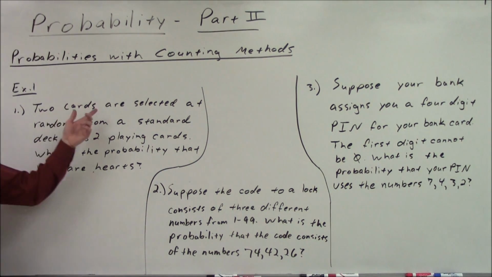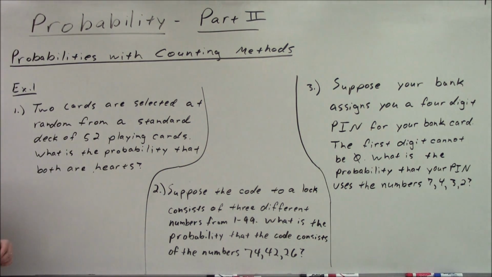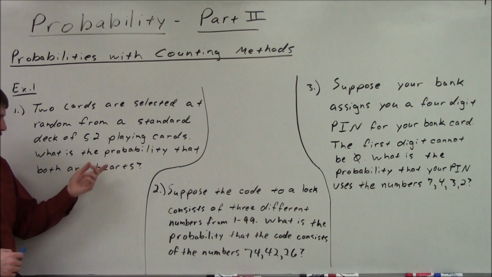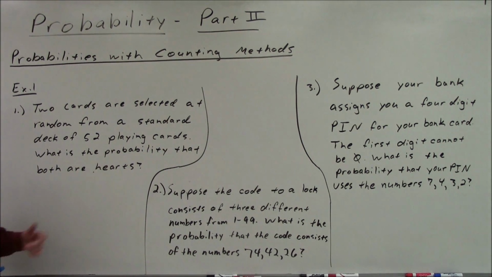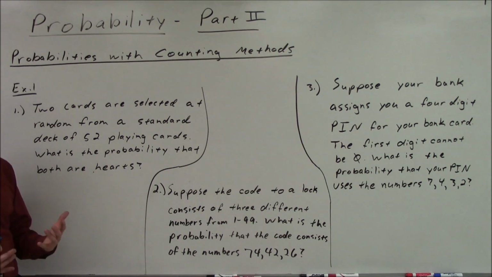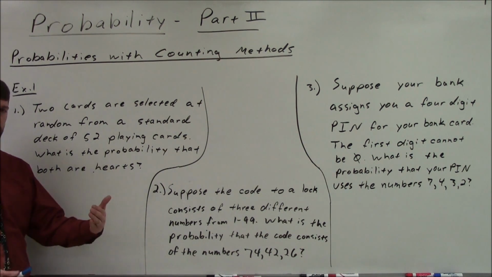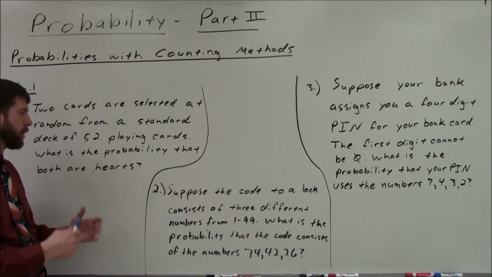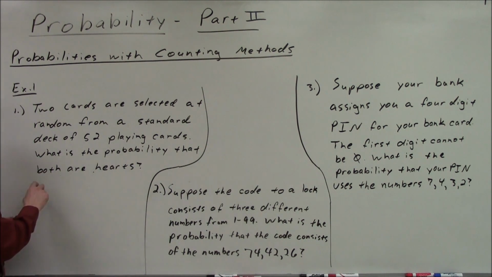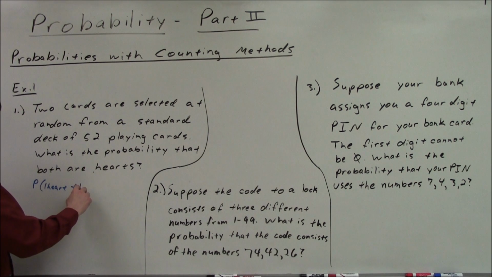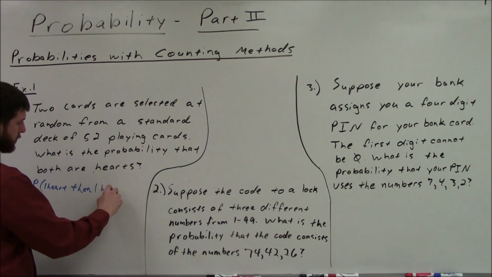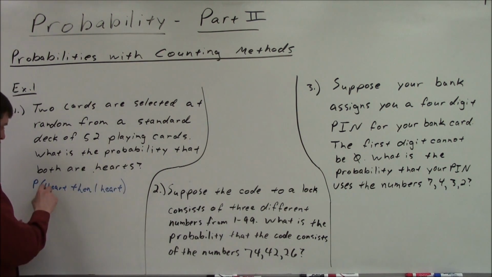Example 1. 2 cards are selected at random from a standard deck of 52 playing cards. What's the probability that both are hearts? Well, we could think of it as a dependent event scenario. The first draw is going to affect that second draw. So we could treat it as probability of 1 heart, then 1 more heart. No big deal.